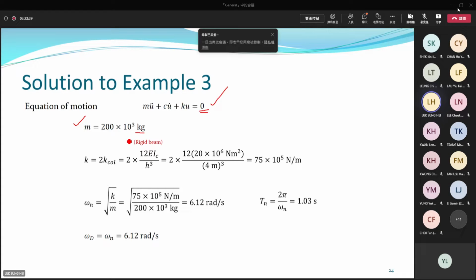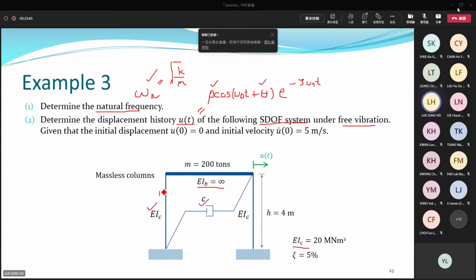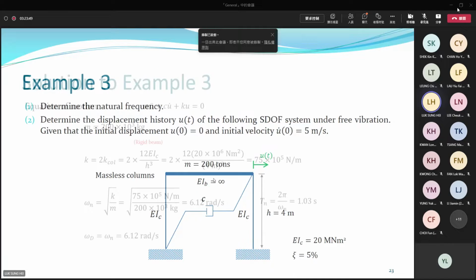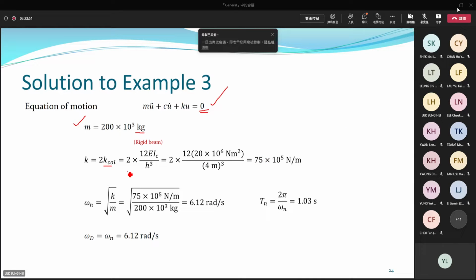Column stiffness. Column stiffness is 12 EIc over h cubed, but you have two columns, column 1, column 2. Two columns means you have to multiply the column stiffness by 2, based on the metric beam model. So you have the total system stiffness K equal to 75 times 10 exponent 5 Newton per meter.